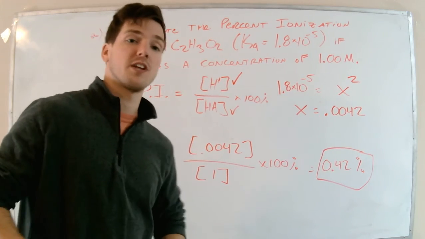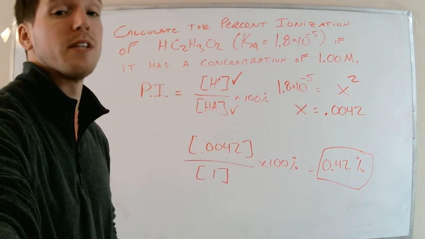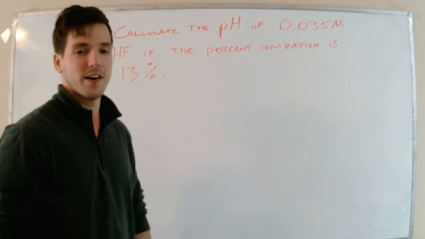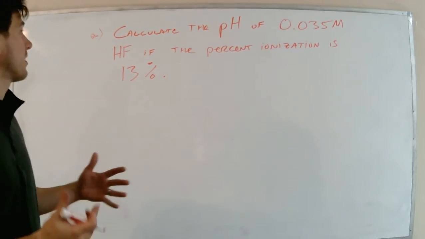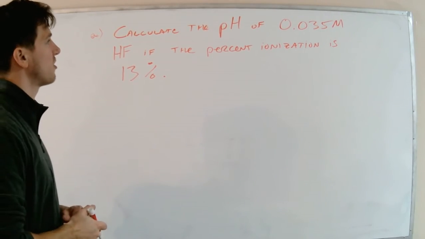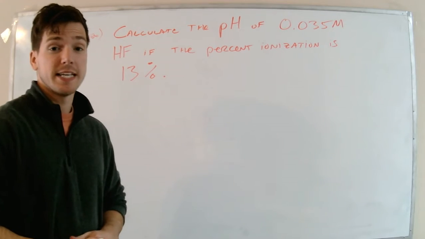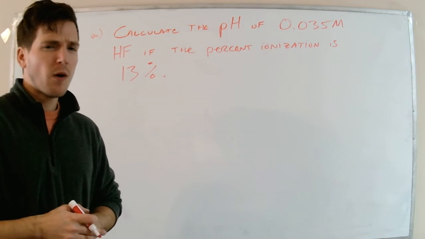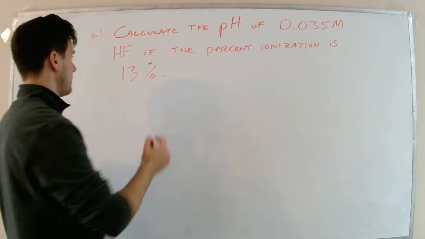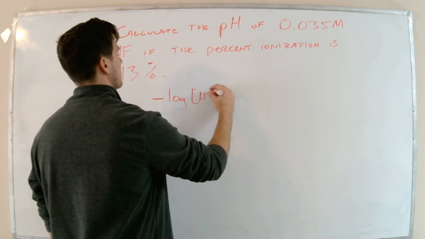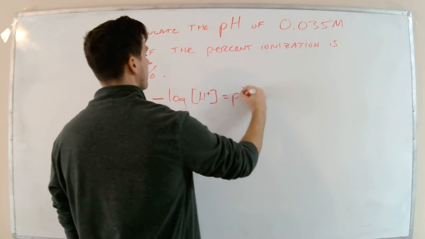Let's go ahead and do another example where maybe we're given some different values. All right, everybody. So here I want you to calculate the pH of 0.035 molar HF if the percent ionization is 13%. Well, remember pH, if we want to find pH, we got to take the negative log of H plus, right? That'll give us the pH.